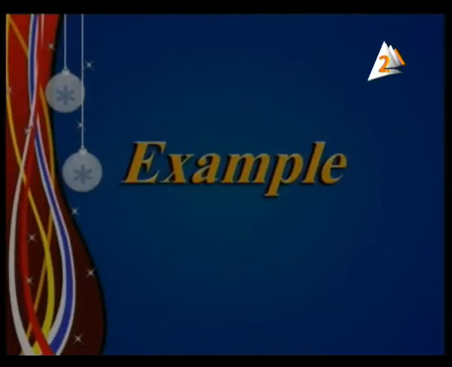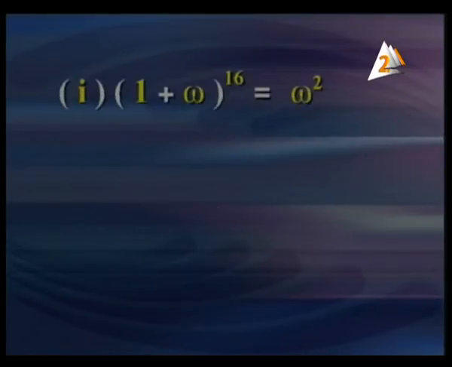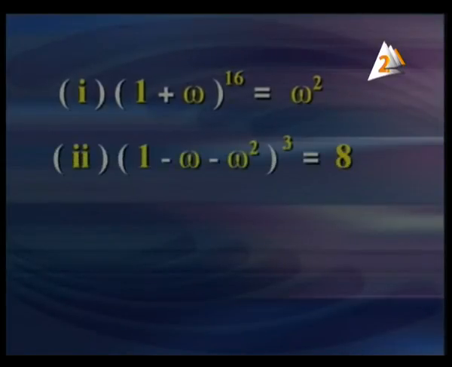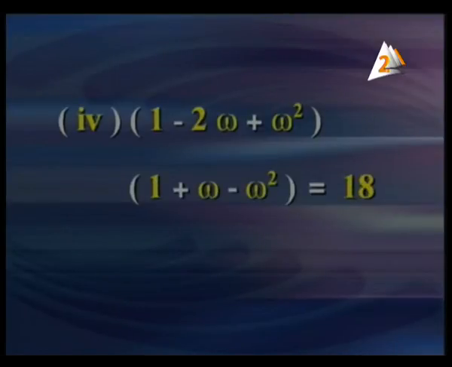Look at an important example. If 1, omega, omega square are the cubic roots of unity, prove that, dear student: number 1, (1 plus omega) to the power 16 equals omega square. Number 2, (1 minus omega square) to the power 3 equals 8. Number 3, (1 minus omega) times (1 minus omega square) equals 3. Number 4, (1 minus 2 omega plus omega square) times (1 plus omega minus omega square) equals 18. Solution.